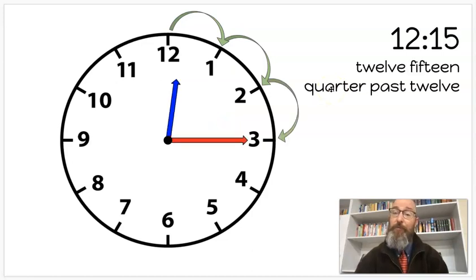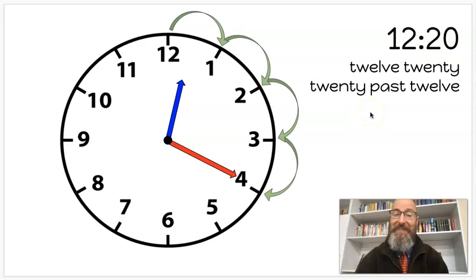Next, we have 12:15. It's a quarter past. There's that key word, quarter past. And again, we're on the 3, so that means 3 jumps of 5. 5, 10, 15. I hope you're counting with me.